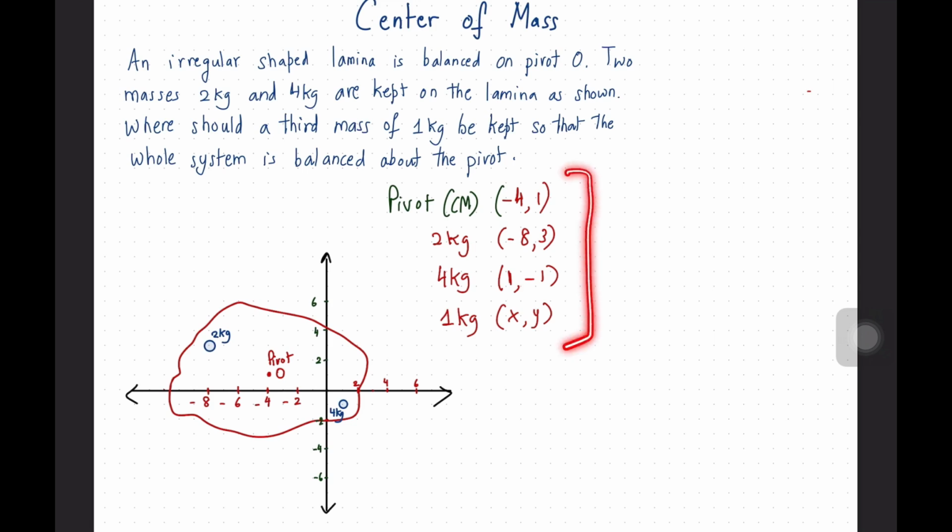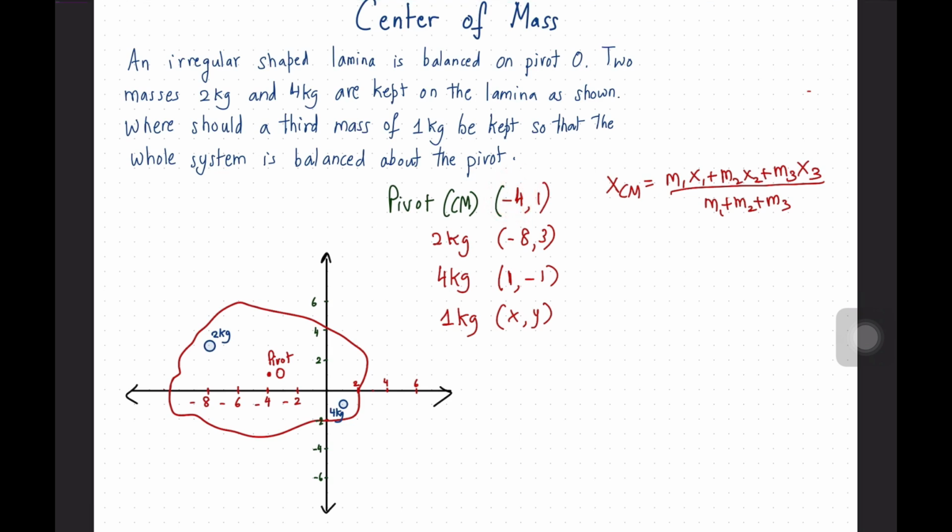Now with the figure, we also have the coordinates given for each one of them. If it's not given in the problem, you can find it from the diagram because we can read the graph and find out the coordinates for each one of them. Now we are going to look at the formula for xcm. For the 1 kg, the coordinates are not known because we want to find where it should be kept. So we'll write that as x comma y. The formula for xcm is m1 x1 plus m2 x2 plus m3 x3 over m1 plus m2 plus m3.